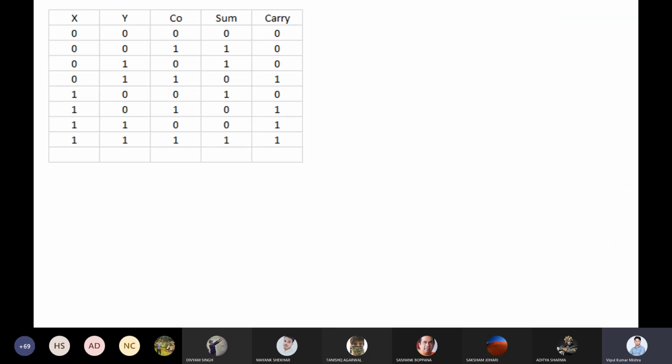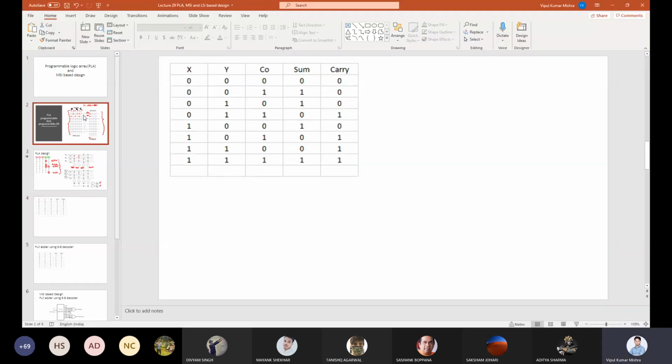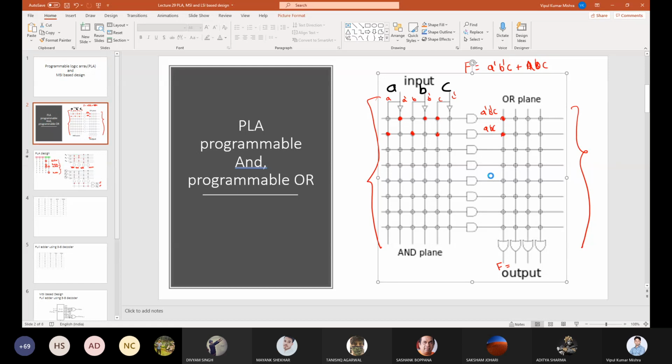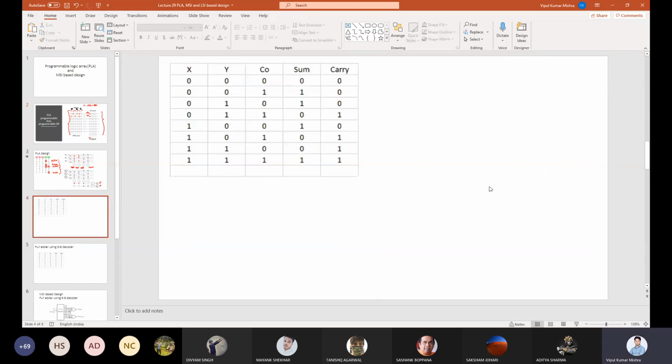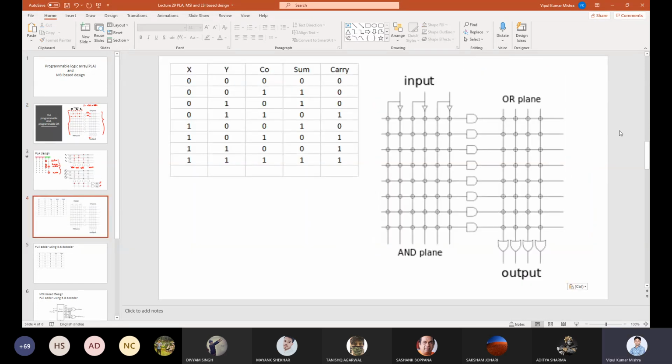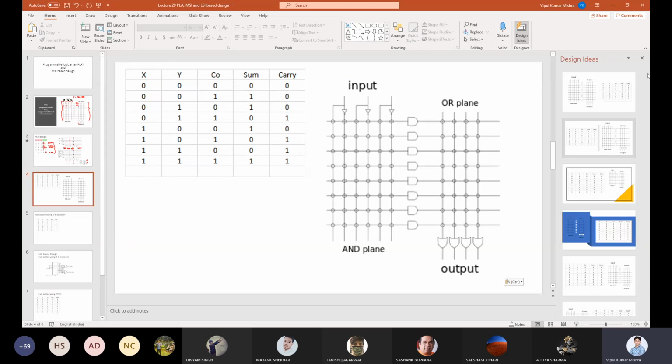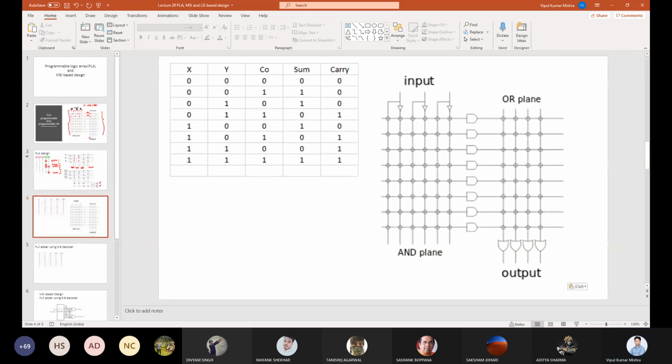Now suppose I want to make for this, then what you will do? So let me do one thing. Take this here. Right. So suppose we have this array plane.